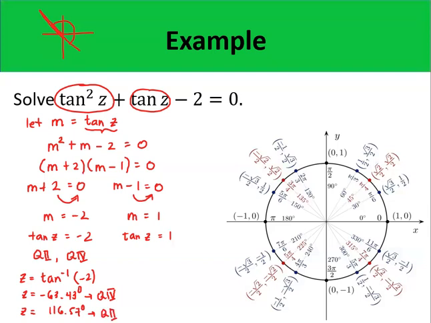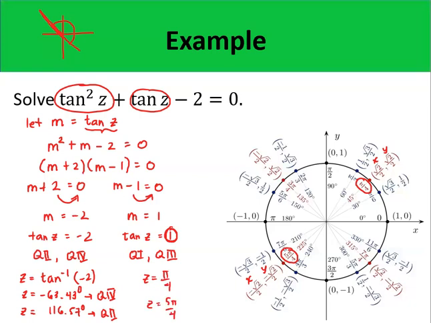Now, for the other case, tangent z is equal to 1. This equation is solved if we use the angle pi over 4. Now, since this is positive here, tangent is positive in quadrants 1 and 3. The angle that will satisfy this equation is pi over 4 because the y-coordinate when divided by the x-coordinate will give us positive 1. And in quadrant 3, it's 5 pi over 4 because if we divide the y coordinate by the x coordinate, it will also give us positive 1. So the values of z are pi over 4 and 5 pi over 4.